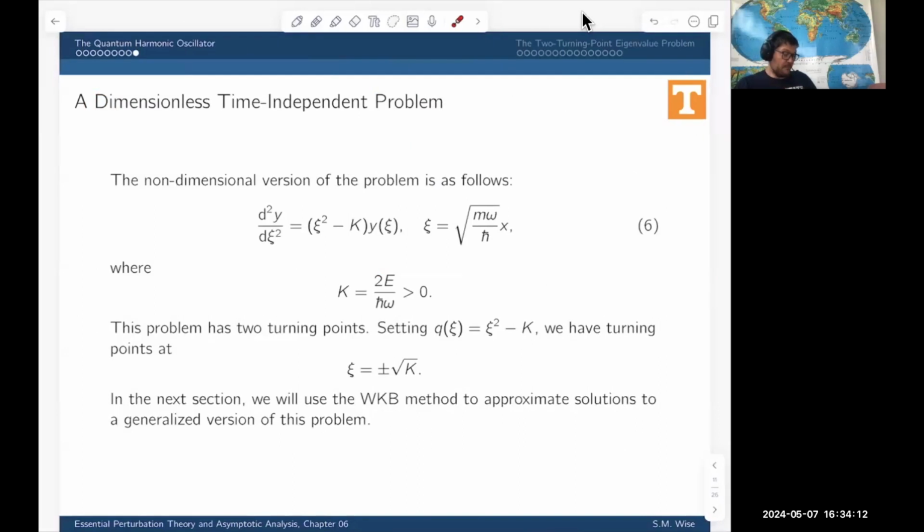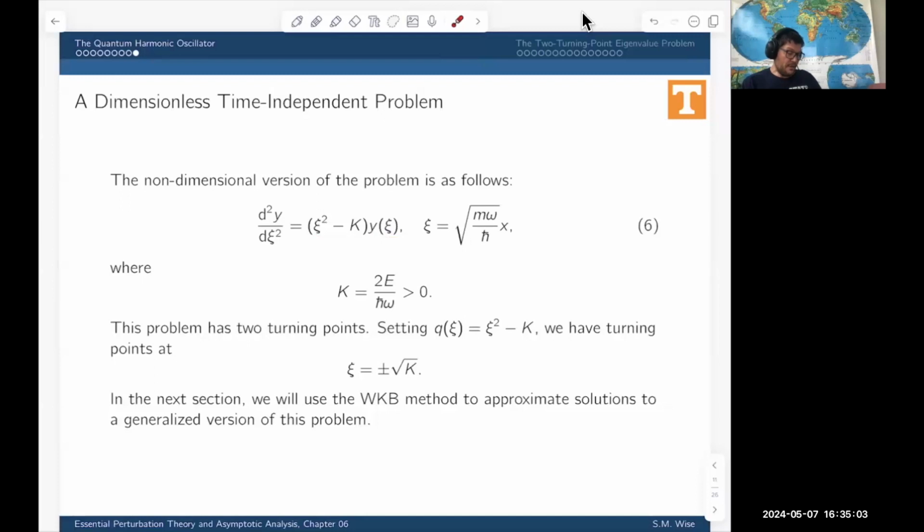Now, the time-independent problem that we just posed can be non-dimensionalized and put in a form which looks more or less like the problems that we've been studying. In particular, we can non-dimensionalize the problem to get rid of all the extraneous constants, and effectively produce an equation which looks like this. The second derivative of y, where y is the new dependent variable that replaces the spatial wave function, is equal to x squared minus k, where k is now playing the role of the energy, and this is playing the role of the potential, times y.